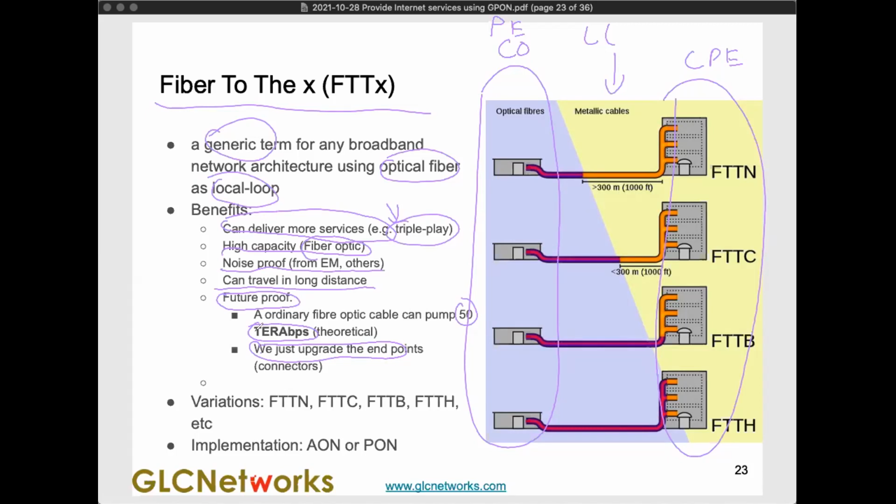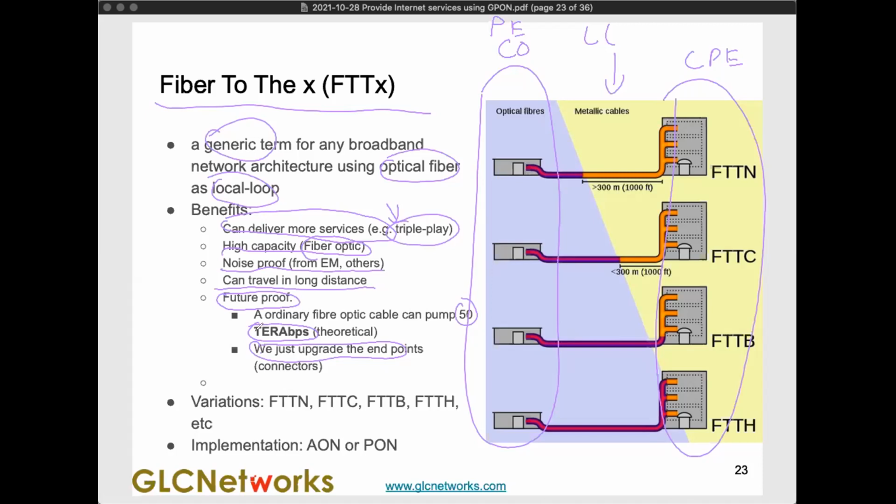So with the same fiber optic, we can just change the endpoint, and we don't have to remove the fiber optic cables and lay down a new one. We can just change the endpoints, the converter, the plug, and from 10 Mbps it can now go to 1 gigabit per second. So it's a very long-term investment.